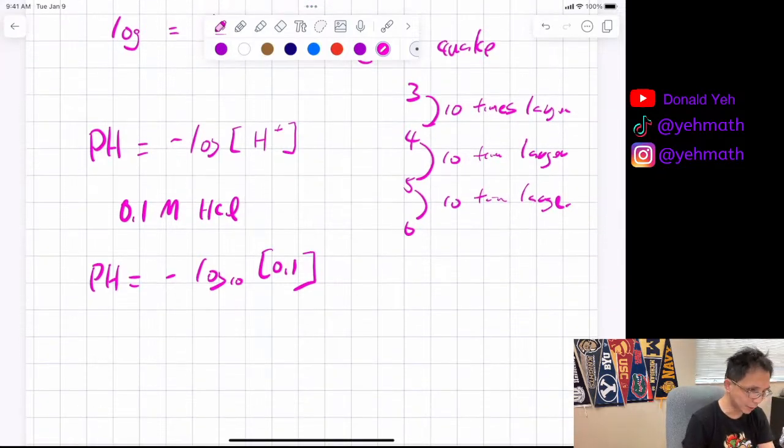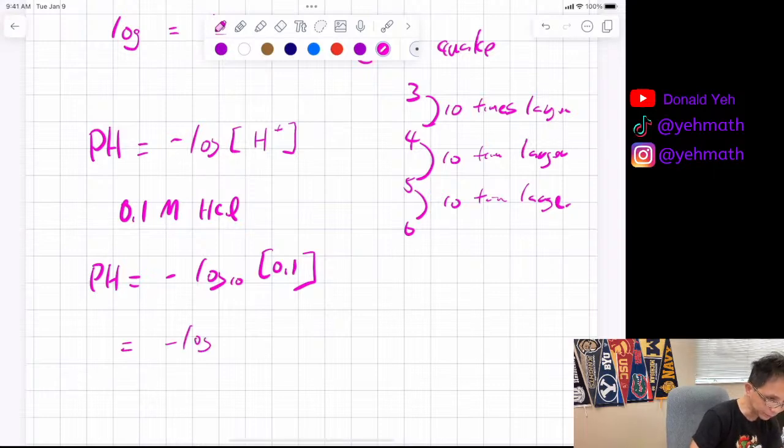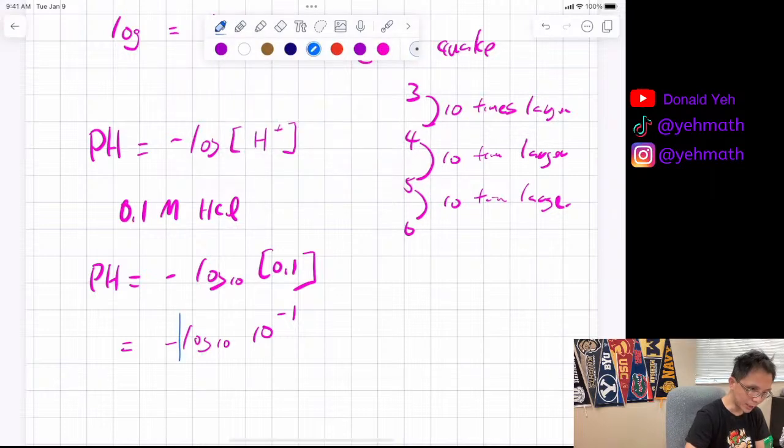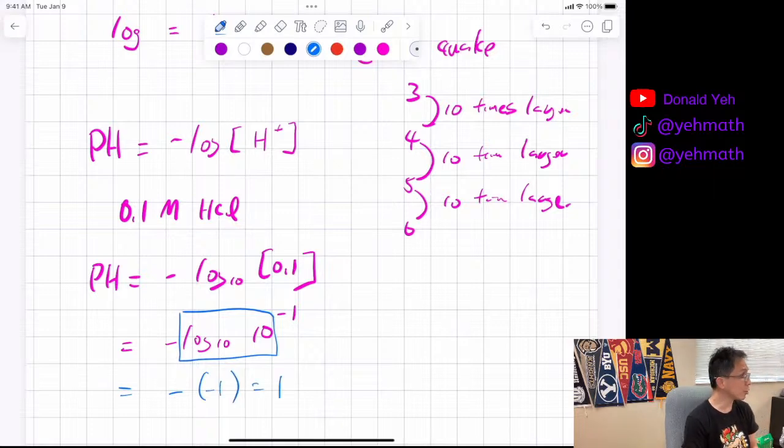So then you say, okay, how do I calculate that? This equals the negative log of 10 to the negative 1 power. 0.1 is 10 to the negative 1 power, right? It's 1 over 10. And this is inverted to the other, so they cancel out. Log base 10 of 10 cancels out and becomes 1. It'll be negative, negative 1, so it's 1. So if you have 0.1 molar of hydrochloric acid, it will be a pH of 1. And that's very strong.